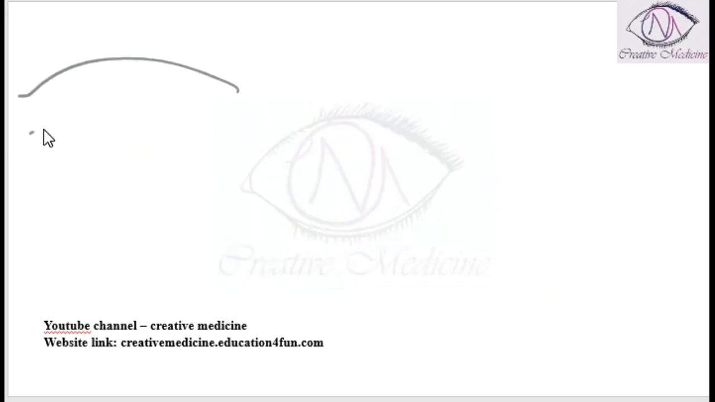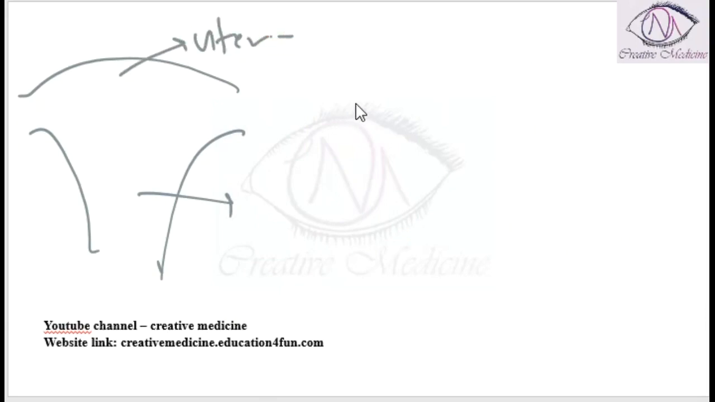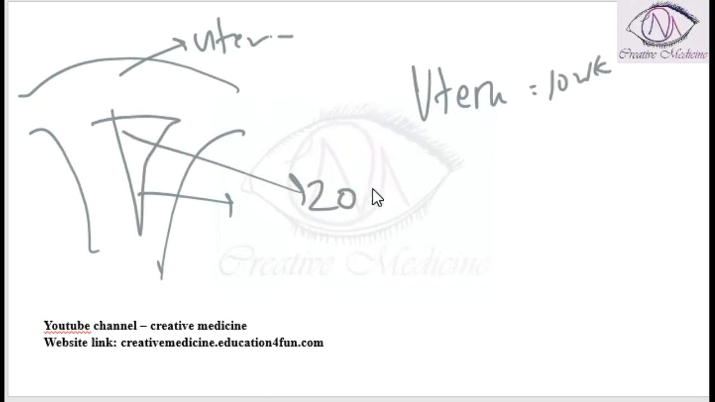The fundus of the uterus later becomes dome shaped, and the uterus will form by around 10 weeks, and the uterine cavity will form by around 20 weeks.